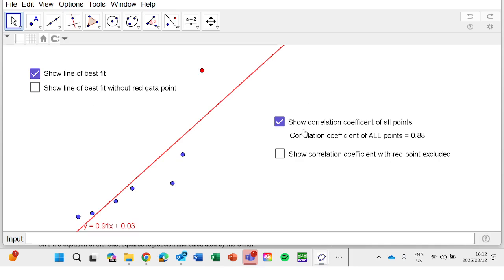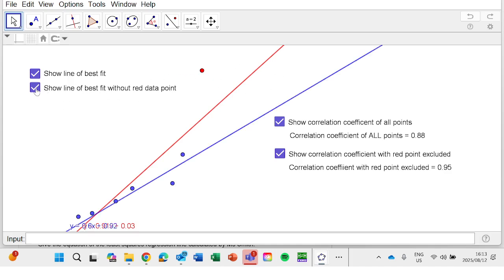All right, now what I want to show you is that if we remove this red dot, what we call an outlier, let's just have a look at what we think might happen to the correlation coefficient. Do you agree that if we remove that red dot, our relationship will be stronger? It will go even closer to 1. And let's have a look. It's actually 0.95.